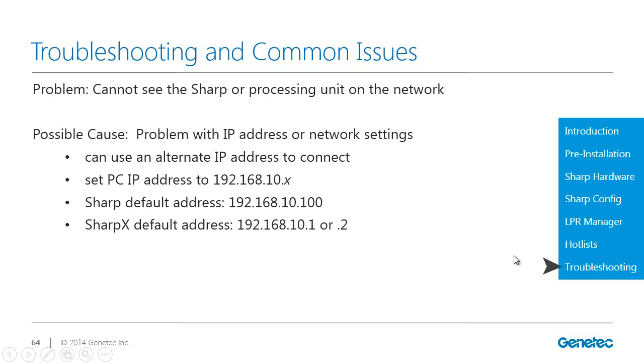Of course, when you're setting your IP address in your PC, make sure you don't set it to any of these addresses here. And the Sharp X also uses a 9 address range after this. So if you're using the Sharp Xs, pick anything .10 or higher, basically.